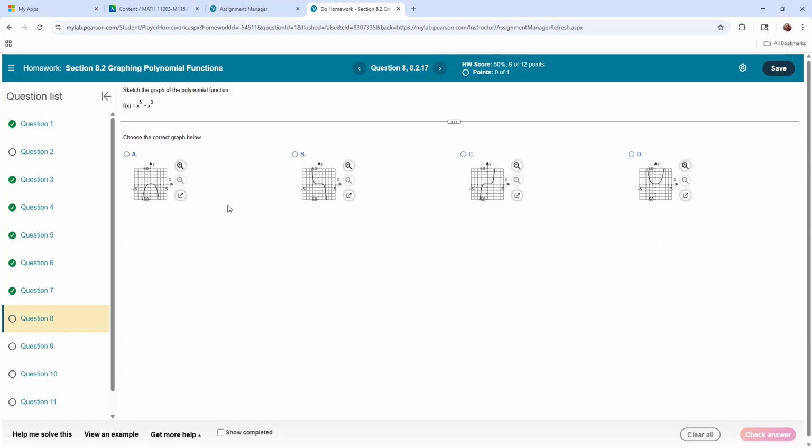I can look at one of the, what about this one? X to the fifth minus X to the third. That's an odd degree, a positive lead coefficient. So Justin, you said C, so let's look at C. Yeah, that was going uphill left to right, like we said if it was odd and positive.